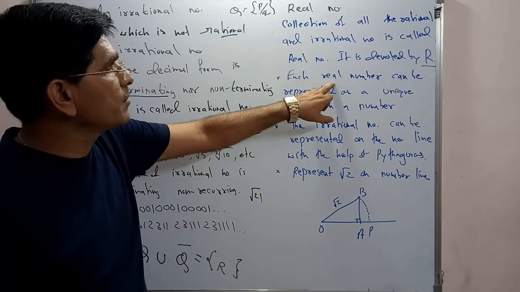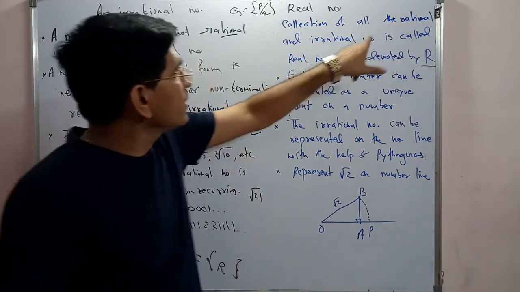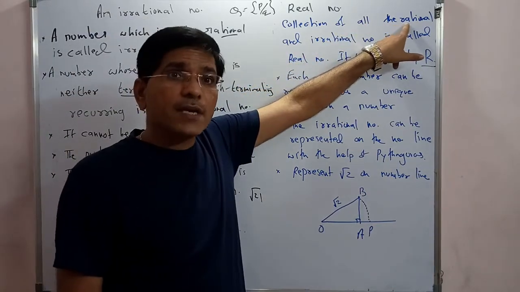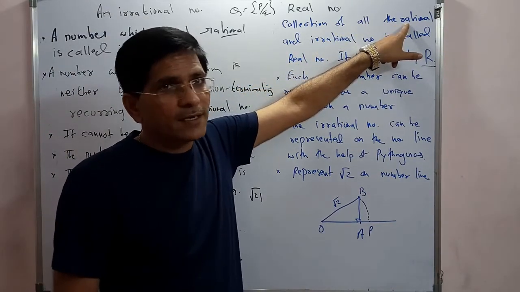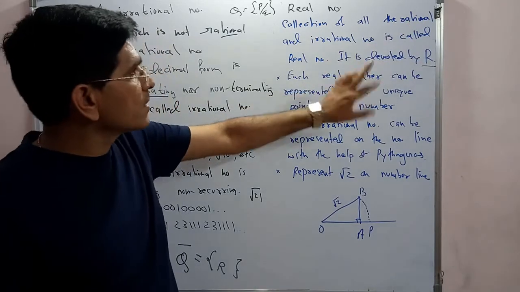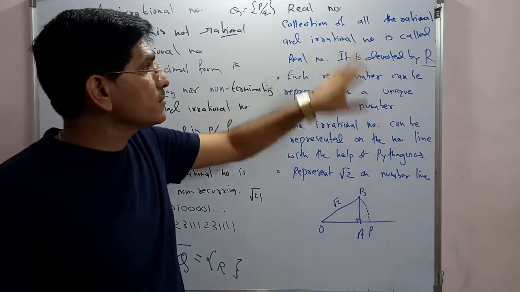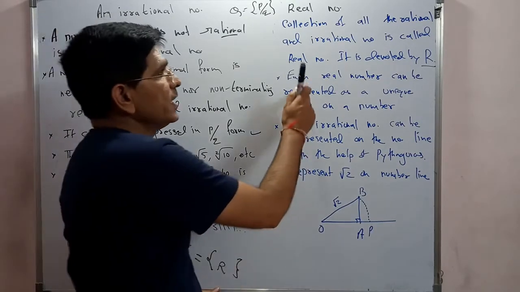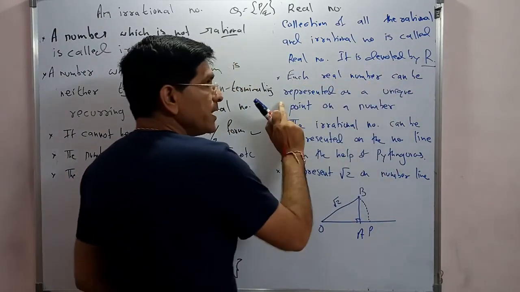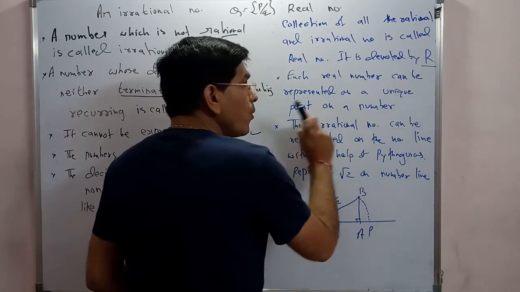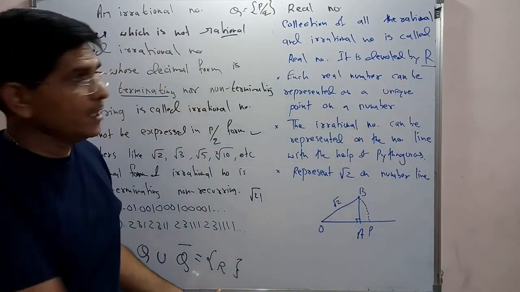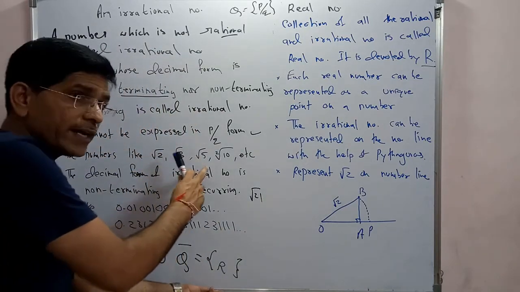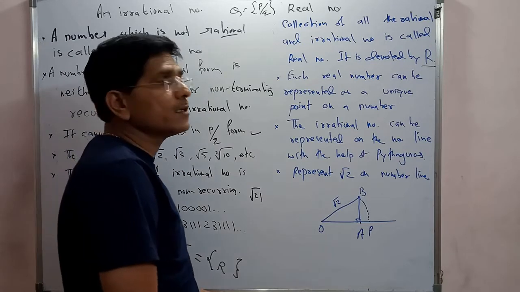Generally we know that real number means what? Rational and irrational. So already we know that rational number can be represented on number line. It means now irrational number also can be represented on number line, because each real number can be represented as a unique point on number line. It means root 2, root 3, root 5 can be represented on number line.